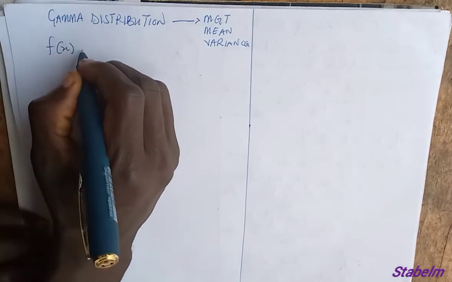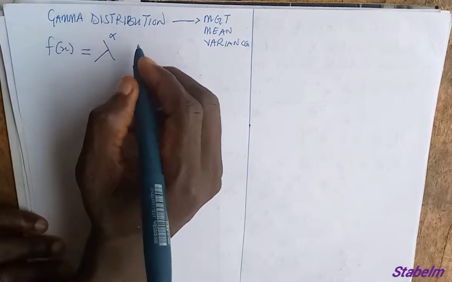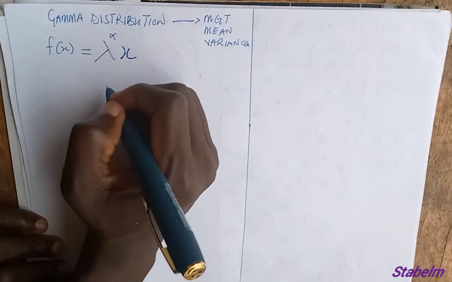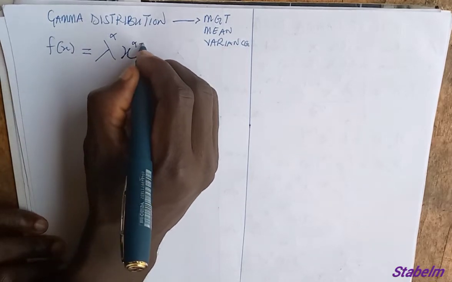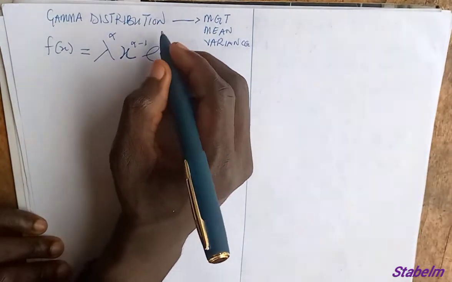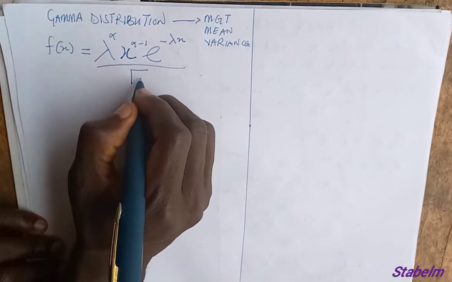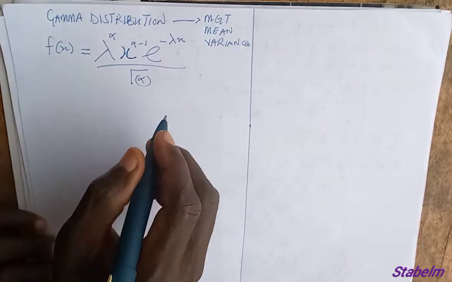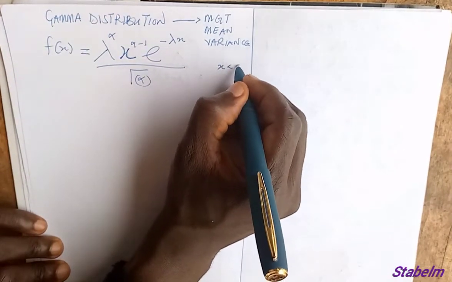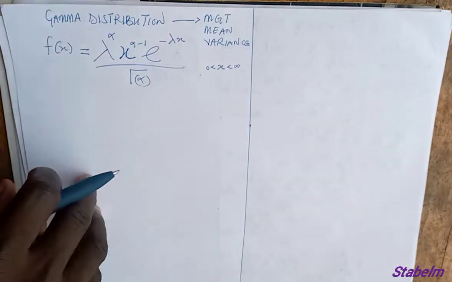f of x equals lambda raised to power alpha, times x raised to power alpha minus 1, then we have an exponential raised to power minus lambda x, all divided by gamma of alpha, in the case where x is greater than 0 and less than positive infinity. So we have the function this way.